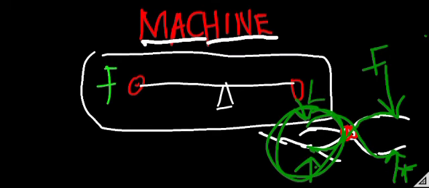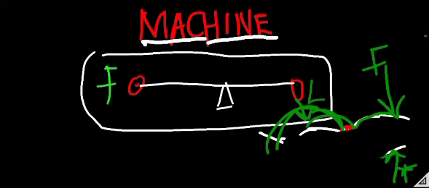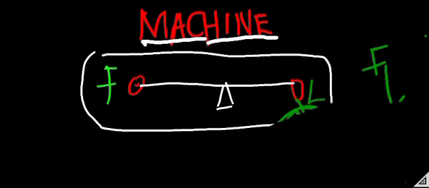All right, now examples of machines are levers, pulleys, inclined plane. We are going to be talking about these later. So first of all, we'll be defining some terms that are important in calculations of these machines. And these terms I want to list now.